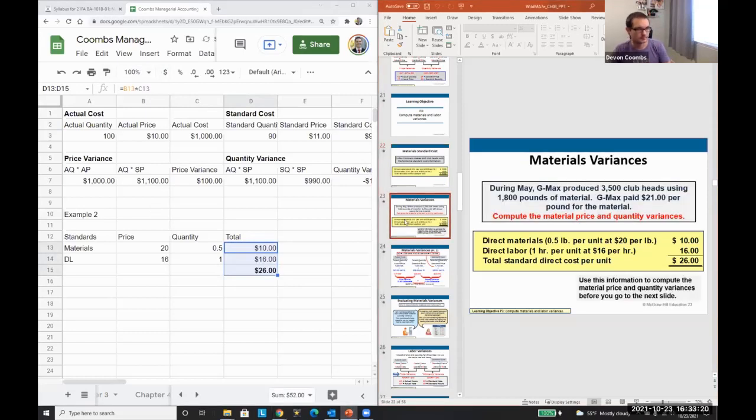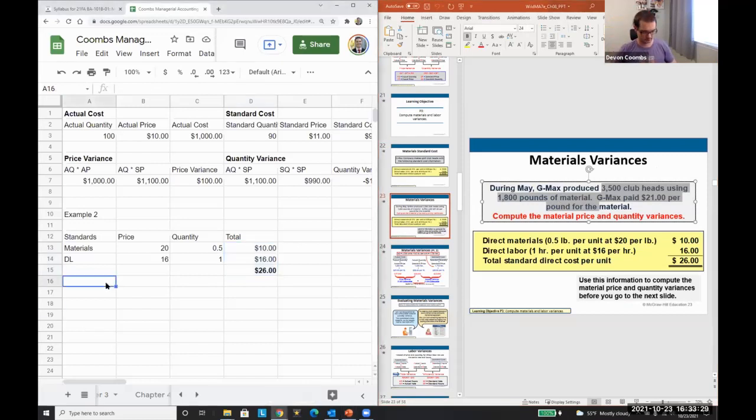So now we get this next piece. We produced 3,500 clubs using 1,800 pounds of material. So these are our standards. Here's our actuals.